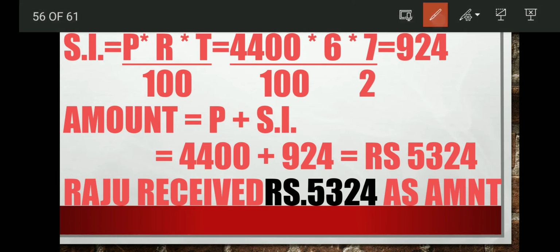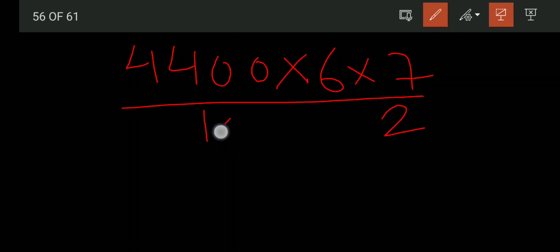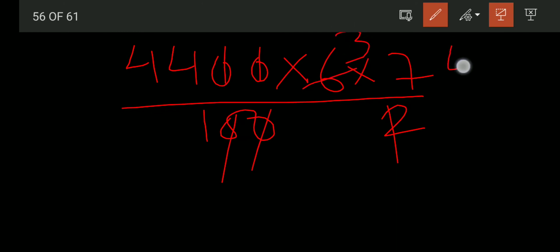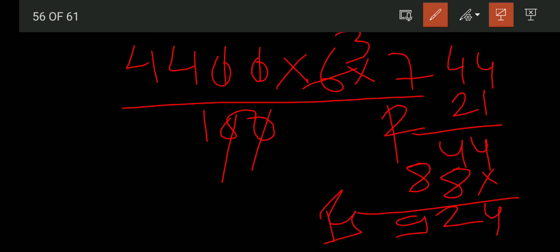Let me do the sum for you. See here, 4,400, this is principal, into R, that is 6%, into years, that is 7 by 2, divided by 100. So the 2 zeros get cancelled, 2 threes are 6. So this is 44 multiplied by 21. So that comes to rupees 924, the simple interest.